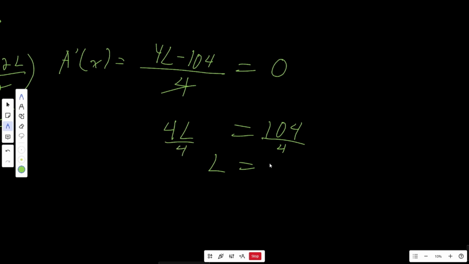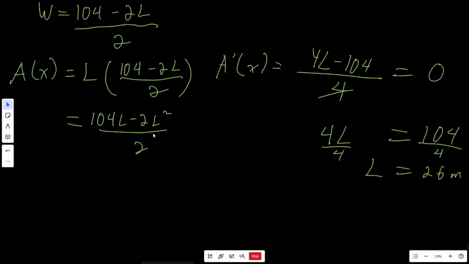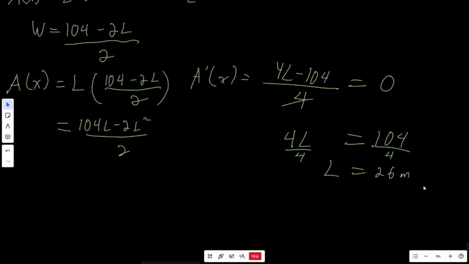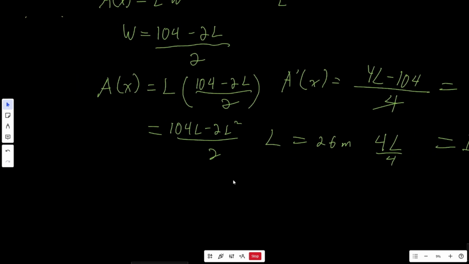And we'll get 26 meters as our maximum length. Now, using this value, we can go back to our original function and plug in 26. Now, I currently don't have a calculator, but I will get one right now. I will just put values here.